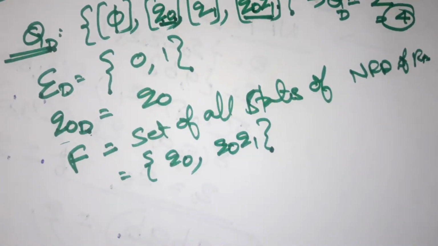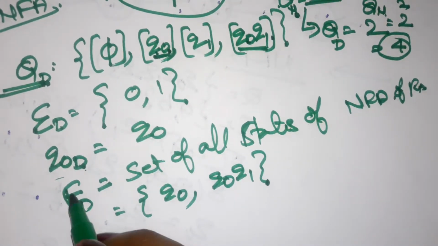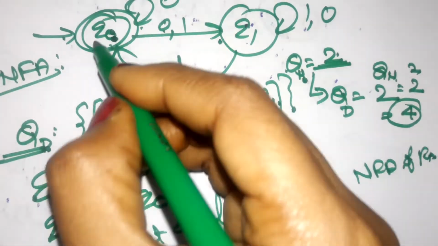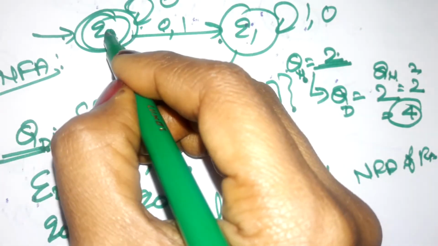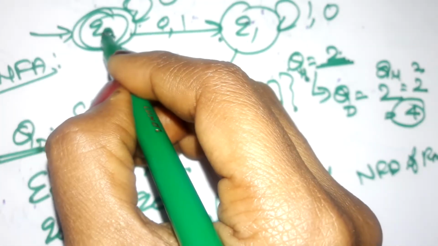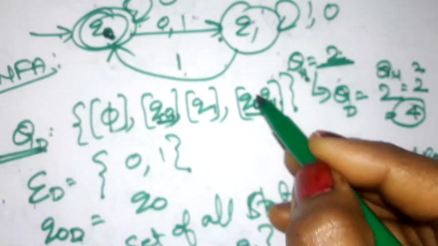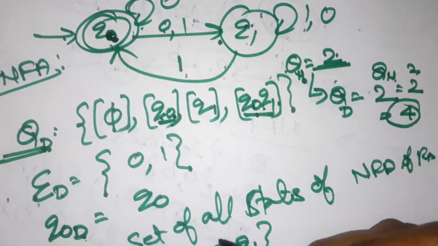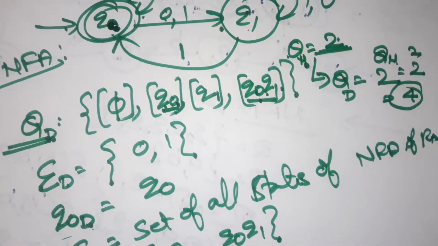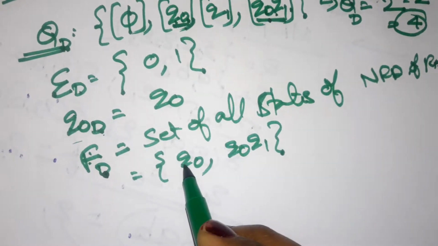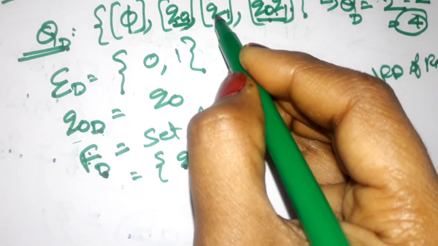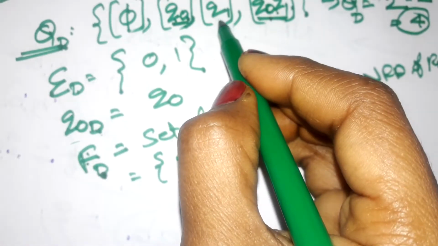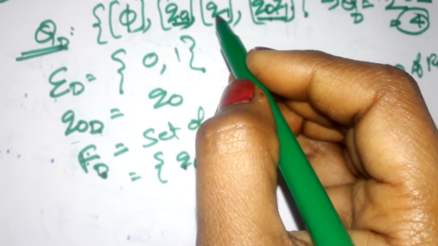Again we will see the final state. To find the final state for the deterministic finite automata, first you need to check the final state for the NFA. Here the final state for the NFA is Q0. So wherever Q0 appears in all the states, all of those become the final states for the deterministic finite automata. So here Q0, and Q0, Q1. Q1 doesn't come. Why? Because in Q1 only Q1 is there. There is no Q0 combination, so it doesn't come.